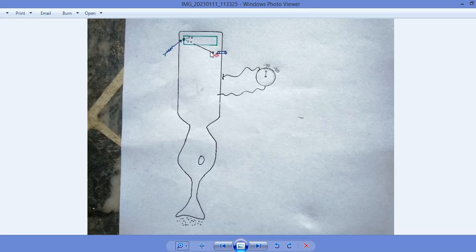When this channel is closed, there is no influx of sodium inside this cell. So when there is no influx of sodium, the internal environment becomes more negative. When the internal environment becomes more negative, the electric potential is shifted from -30 to -70. When the electric potential is shifted from -30 to -70, what will happen? This will eventually lead to no secretion of neurotransmitter. The neurotransmitter will not be secreted anymore, or a negligible amount of neurotransmitter will be secreted.